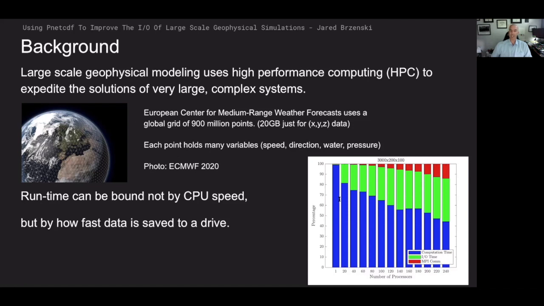And if you were just to save the XYZ coordinates of the 900 million points using floating point numbers, the file size for just the coordinates would be 20 gigabytes. So these are huge files. And extra care must be taken too, because these files generally cannot fit on a single hard drive and are usually spread across hundreds of hard drives.